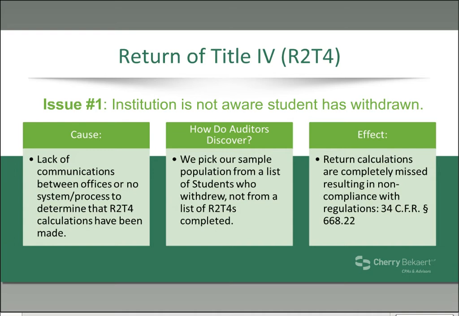Now, to give you a little hint as to how we tend to catch this, we do not go to your list of return calculations and say, out of the people that you've done calculations for, we're going to sample out of this list. As a practitioner, an auditor, we select usually from a list provided by the registrar's office of who is withdrawn from the institution. It's not untypical for us to get multiple lists of withdrawn students from different people or different departments and have some names that appear on one list and not another, or dates that disagree with one another. So you can see how this can cause some miscommunication errors.